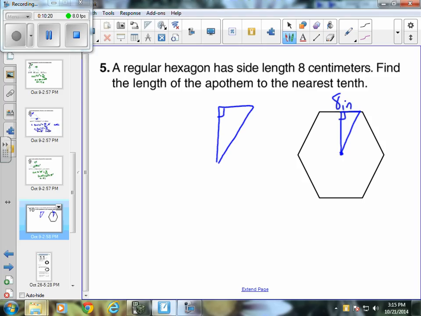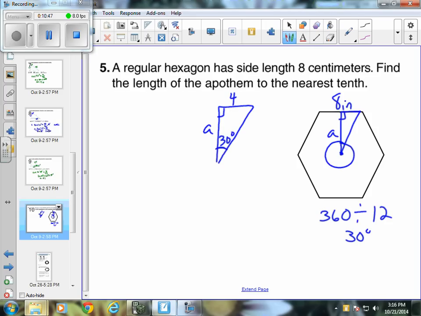So if the entire side is 8, that means to the midpoint that would be 4. We don't really know a whole lot else. We're trying to find that distance, but we can figure out this angle. So we have to figure out how many of those triangles would we have going all the way around. If it's 360 the entire way, how many little triangles would we have? Well, there's 2 per side, 6 sides, that would be 12 little triangles. So when we divide, that would be a 30-degree angle. So our angle here is 30.